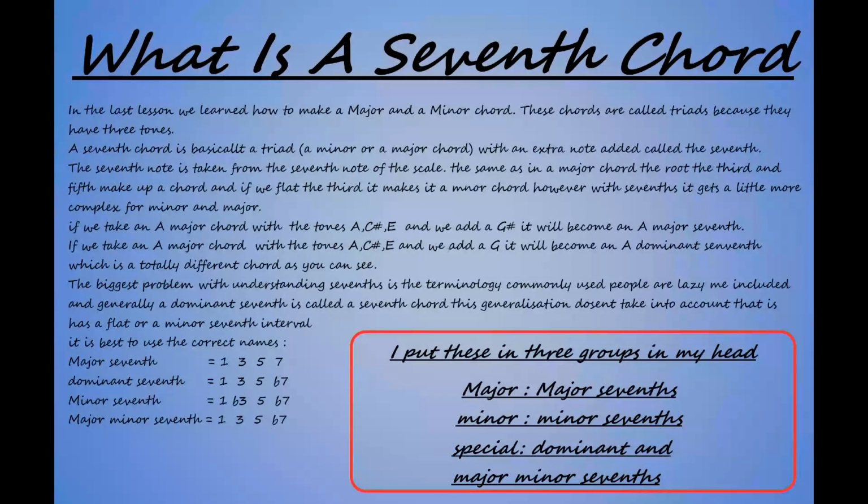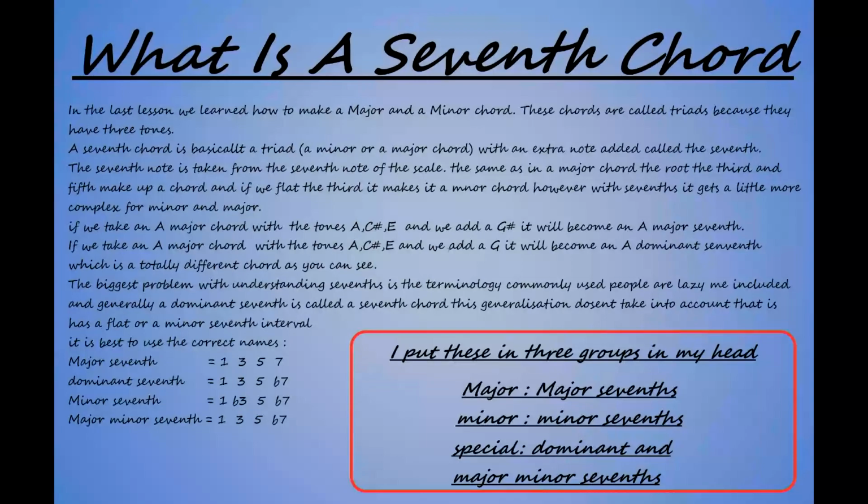The 7th note is taken from the 7th note of the scale, the same as in a major chord. The root, the 3rd, and the 5th make up the chord. If we flat the third, it makes it a minor chord. However, with sevenths, it gets a little bit more complex for major and minor because you can flat the seventh as well, so it can be a major and a minor chord. Hence the fact you've got a major, minor, seventh.